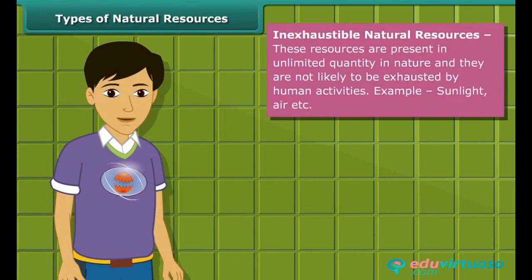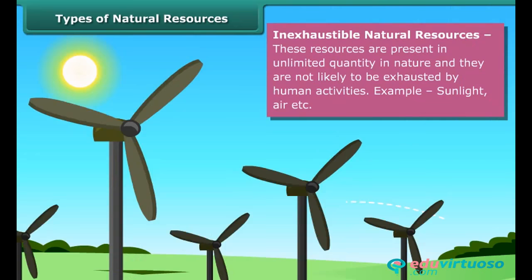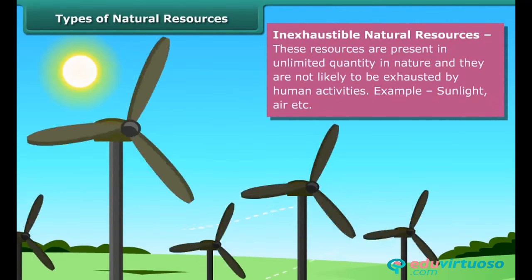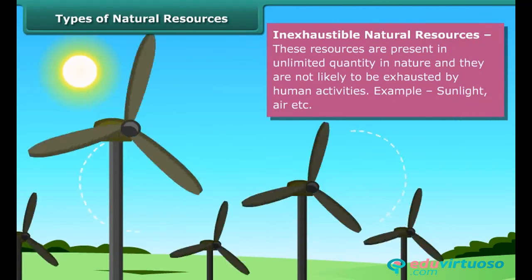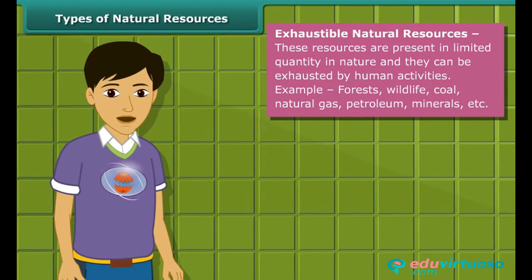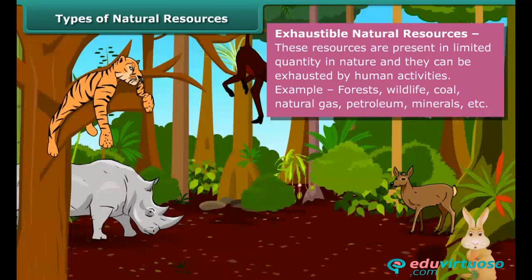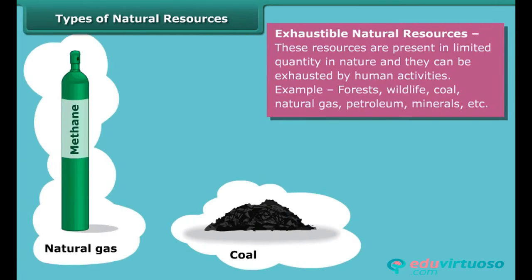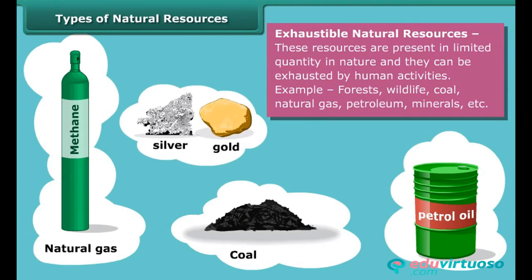Inexhaustible natural resources are present in abundance, hence it is unlikely that they will be exhausted by any human activity. Sunlight and air are examples of such resources. On the other side, the amount of exhaustible resources is limited and they can be exhausted by human activities and consumption. Forests, wildlife, coal, natural gas, petroleum, minerals are examples of these resources.